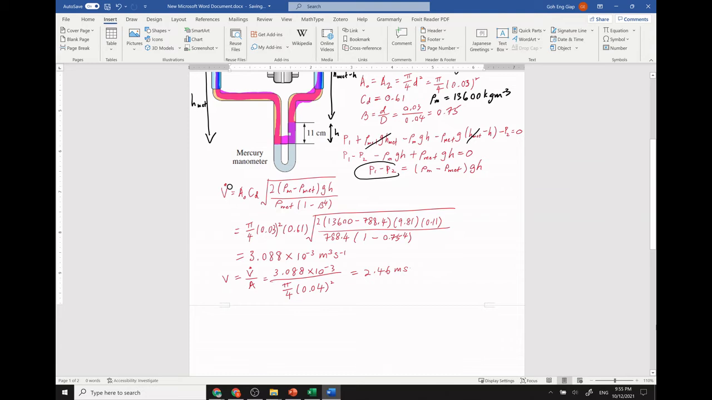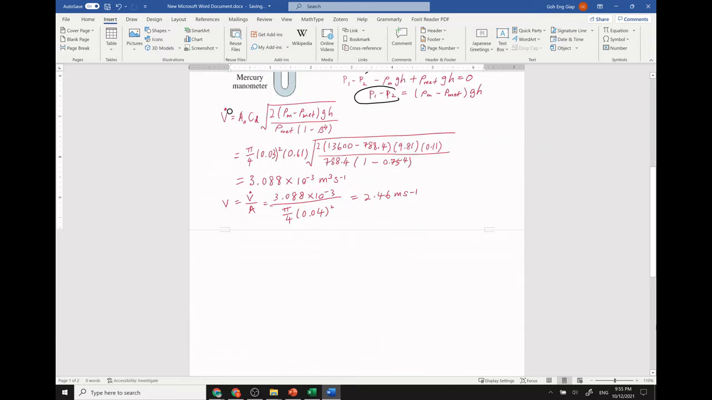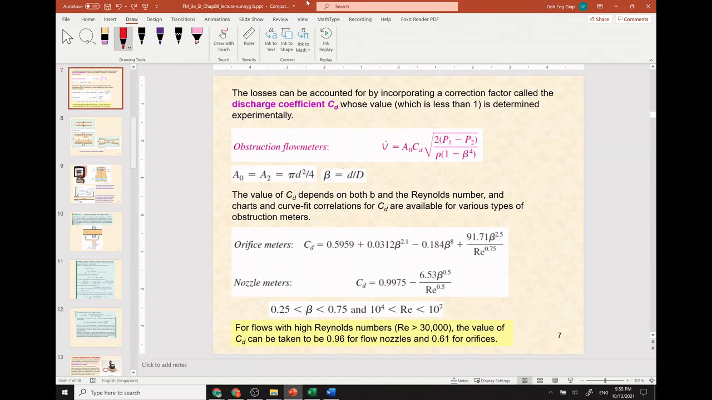Alright, 2.46 meter per second. And just now I said we guessed for the value of this, how do I call that? What's the name? CD. The CD, which is a discharge coefficient. Okay, the CD, we guess this value. Okay, we guess for the CD value.